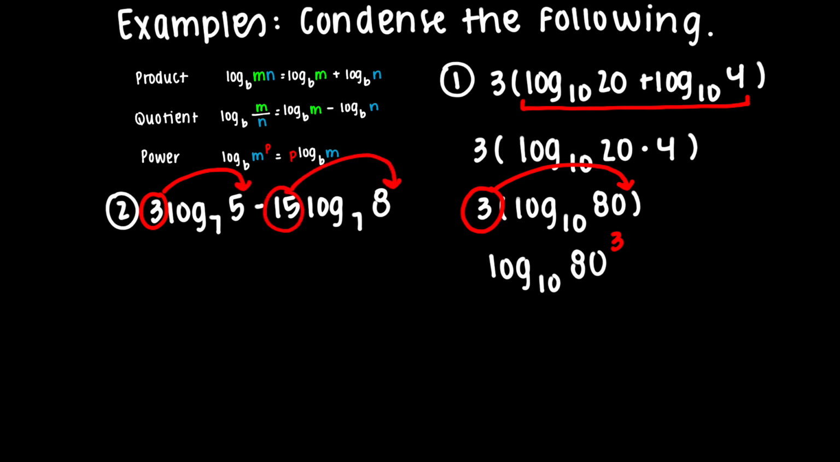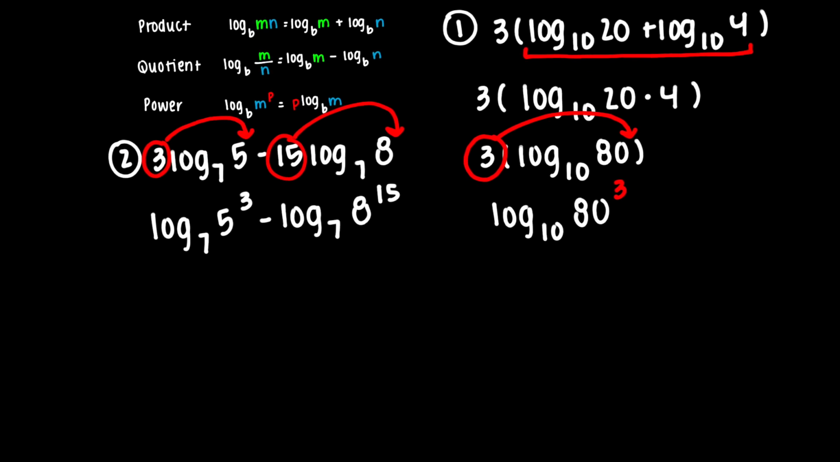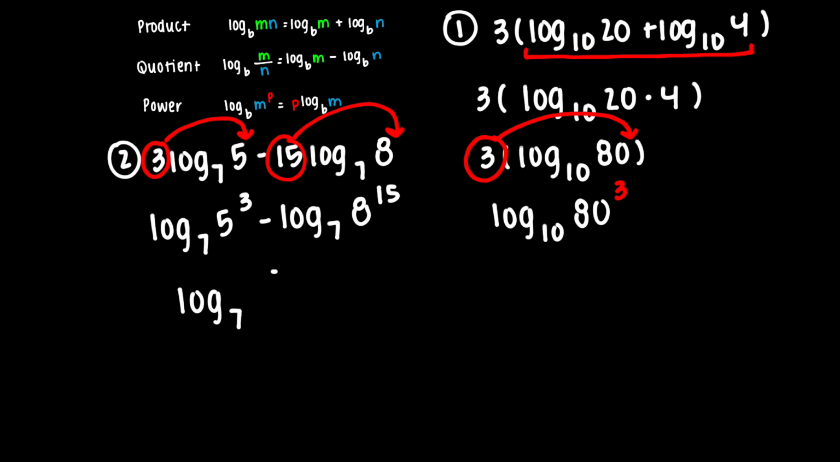So they're going to come up. And I'm now going to have log base 7 of 5 to the 3rd minus log base 7 of 8 to the 15th. Now there's nothing in front of the log, so I can continue on with my quotient rule. I'm going to take log base 7 because it's the same. I'm going to put 5 to the 3rd on the top of my fraction. And then I'm going to have 8 to the 15th on the bottom. You leave it just like this. There's only one log in my answer, so I am done.